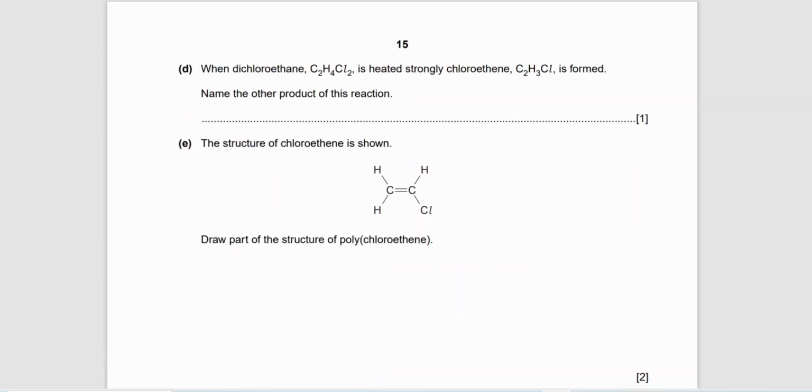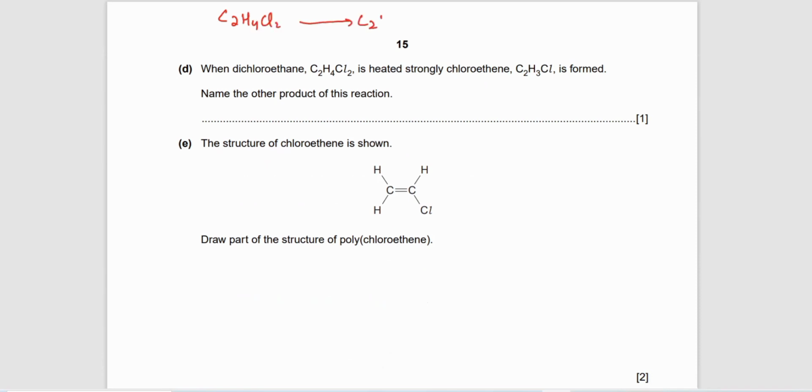When dichloroethane is heated strongly, chloroethene is formed. Name the other product of this reaction. Chloroethene. Let me tell you, I'm writing here C2H4Cl2 when it is heated.